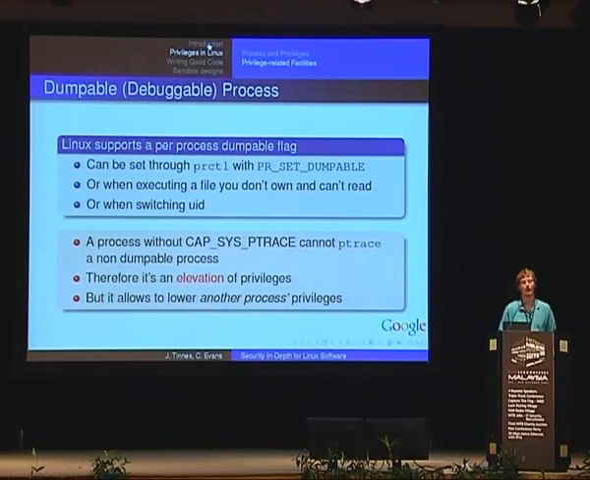Something worth mentioning too is the dumpable flag in the process. Linux supports a per process dumpable flag, and what that allows you to do is to say, okay, I don't want to be debugged. No one should be able to debug me. If you do that, it's not really privilege dropping. It's more a privilege elevation, because before every other process could debug you, now they can't. So it's a privilege elevation, but it's still useful in this talk, because if you elevate your privilege, you're consequently lowering the other processes' privilege. So it's kind of a privilege dropping facility for other processes. We'll see how to use that also later.